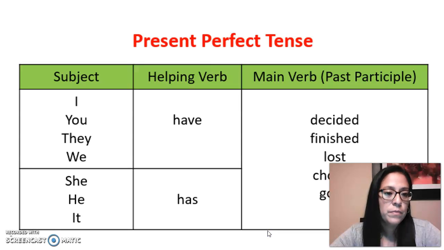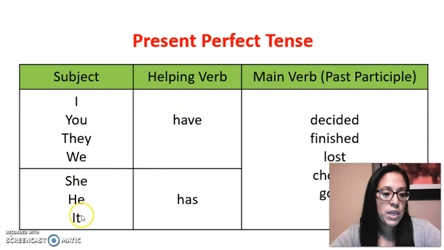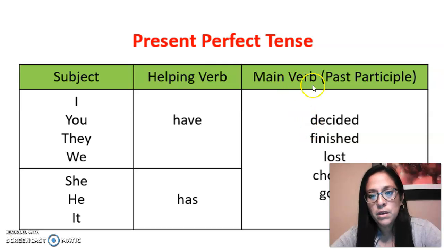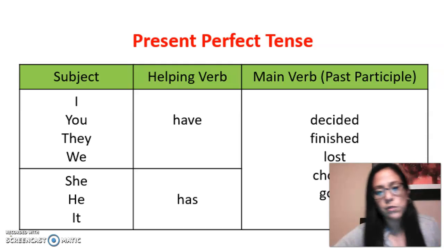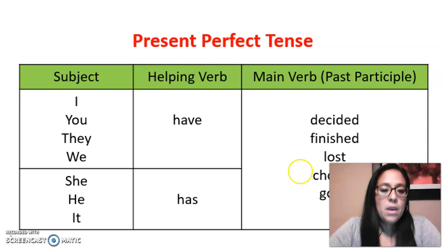So here you have now examples with the present perfect. When we use the subject I, you, they, we use the auxiliary have. She, it, has, but has the verb in past participle. Now in this case we have decided, finished, lost, chosen, or gone.